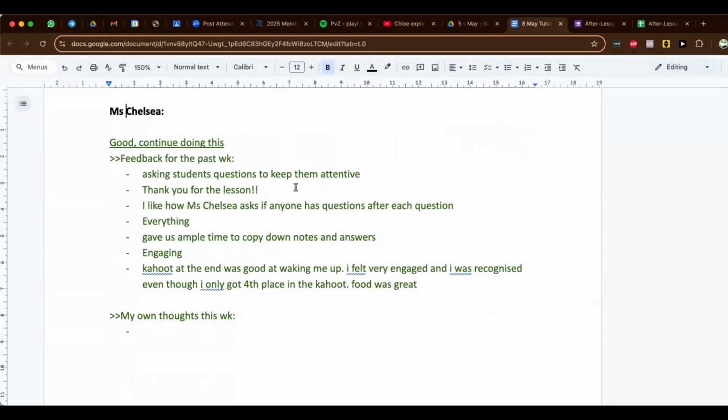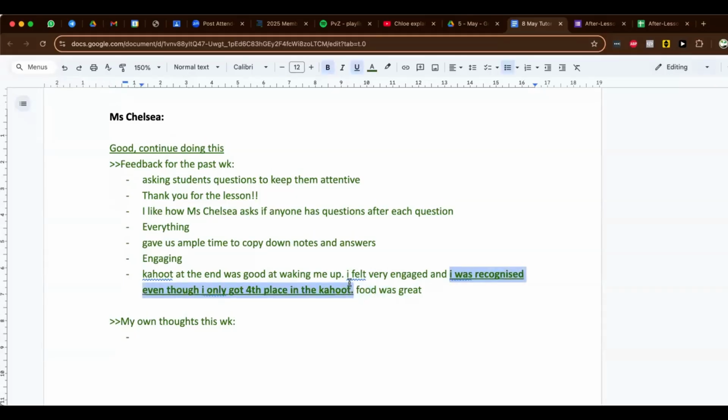For me, the feedback was quite routine also. Most of it was about being engaging, keeping them attentive, and making sure that everyone understands, asking if anyone has any questions after each concept. For my own thoughts, I think that this week, especially at the start, I went quite slow to make sure that everyone understood. So for question one, question two, I went very, very slowly to make sure they understand how to derive every single genotype for the Mm family tree.